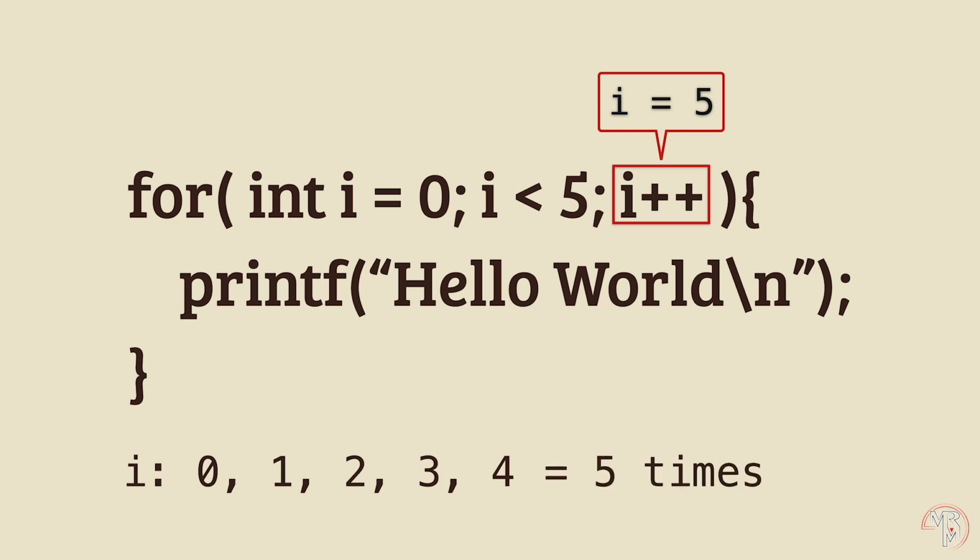Now it's important to know that i does not have to start from 0. It doesn't have to be less than a certain value for the loop to continue, and it doesn't have to be increased by 1. This is just a basic example.